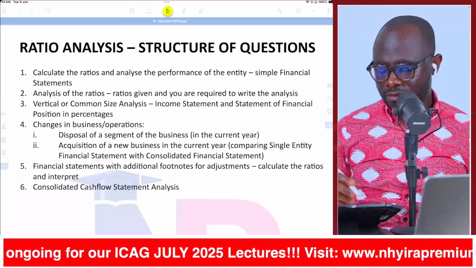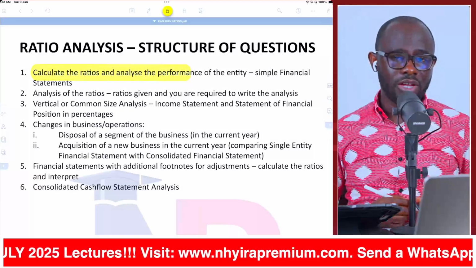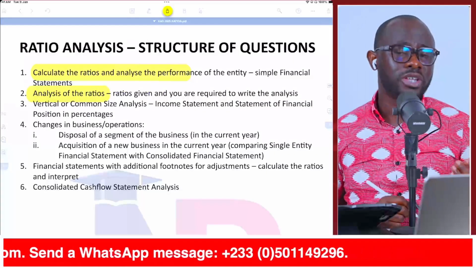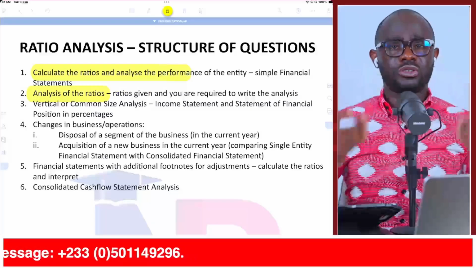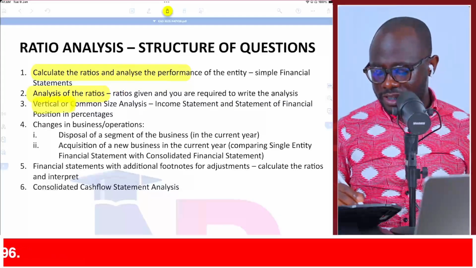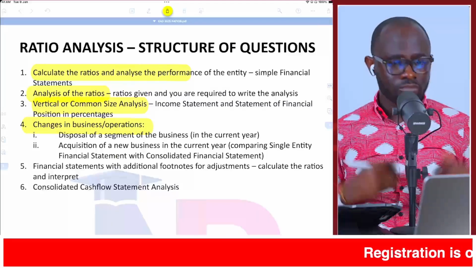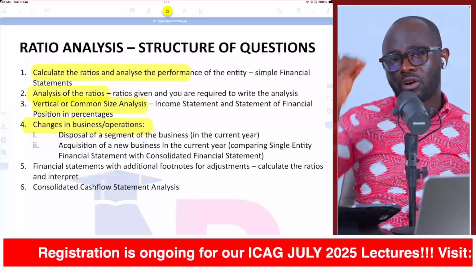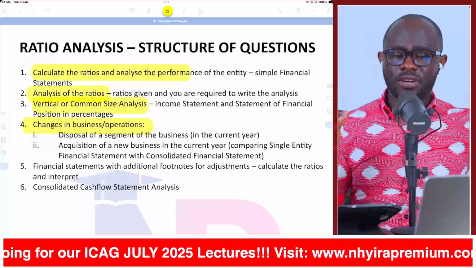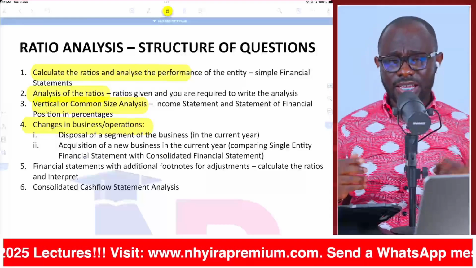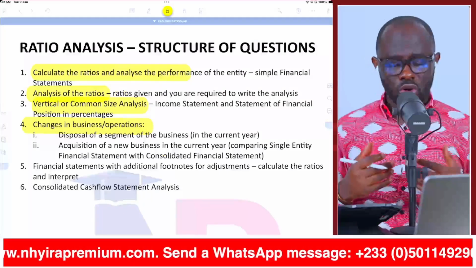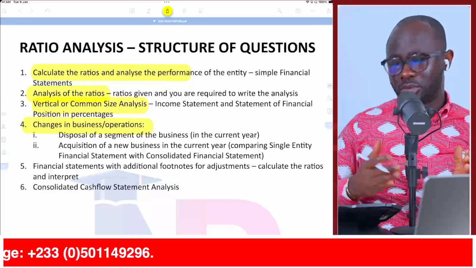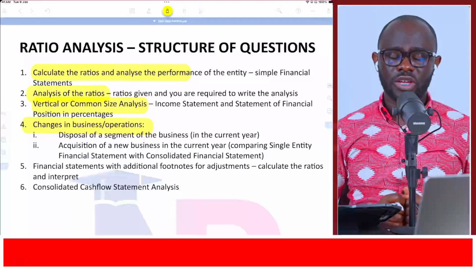In some cases, the examiner will ask us to calculate and analyze the ratios. In other circumstances, the examiner will calculate the ratios for you or present you with a calculation, and will ask you to just write the analysis. Then we have the vertical analysis. We have changes in business. Sometimes the entity has acquired a business during the year, which means we are comparing a consolidated financial statement to a single entity financial statement. Other times, the entity had disposed of a business, and so we are comparing a full business which was there last year as against part business because a portion of the business has been disposed of in the current year.